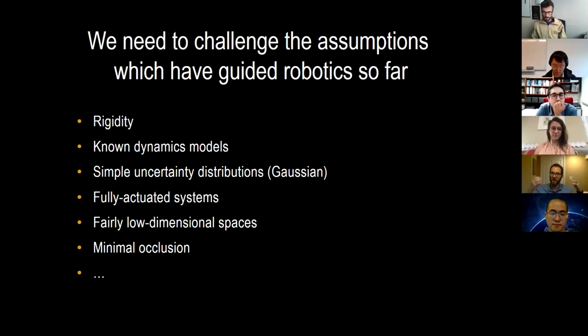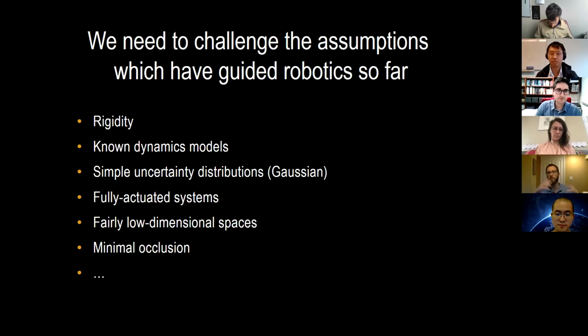I mean, imagine taking this messy, complicated real world described by point clouds and noisy sensors and so on, and you reduce it down to a few objects, each of which has 6 degrees of freedom. I mean, this was such a fundamental, important step. It allowed us to do something with robotics, but it has also at this time become a limiting idea, and it's not enabling further development. Same thing goes for having known dynamics models and simple uncertainty distributions.